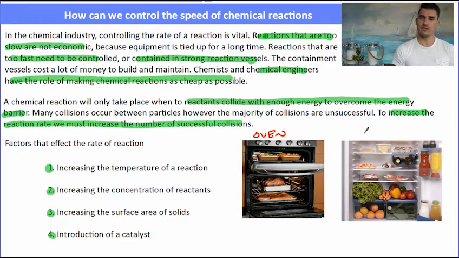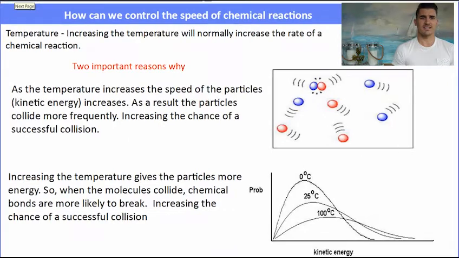A couple of things that you probably do to control the reaction rate at your house is the use of an oven to speed up the cooking process, or the use of a fridge to slow down the deterioration of food. The first factor is temperature, and increasing the temperature will increase the rate of a chemical reaction.